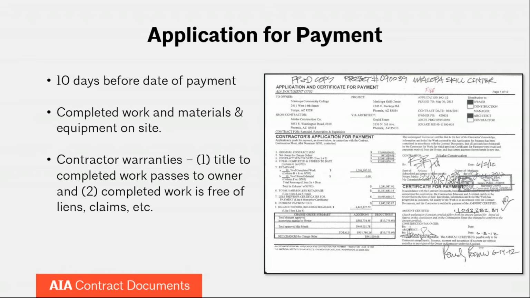And another thing that's important about each application for payment is that when the contractor submits it to the architect and eventually to the owner, the contractor is making a couple of very important warranties. First, they're making a warranty that title to completed work passes to the owner at each payment application. And second, that completed work is free of liens and claims. I'll get into a little bit of why that's important here in just a moment.